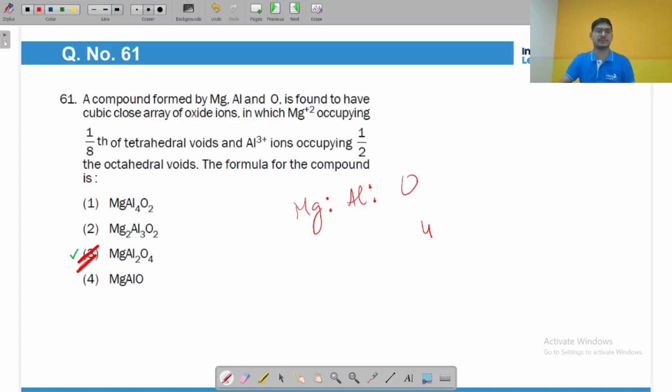Mg occupies 1/8 of the tetrahedral voids, so this is the number of magnesium. And aluminum occupies half of the octahedral voids, so it is half into 4, right? So this will cancel out. So 1 by 4, 1 is to 2, and then this would be 1 is to 2 is to 4, right?